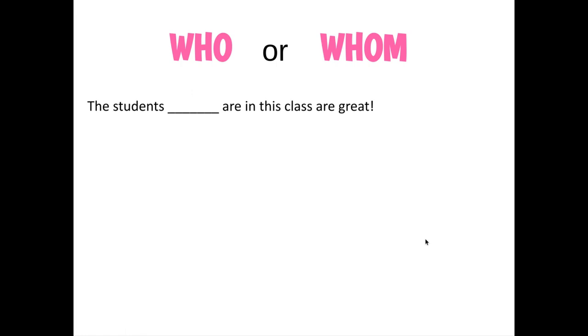Let's take a look at this one. The students who or whom are in this class are great. First of all, I need to pick out the adjective clause, and it is who or whom are in this class. I'm going to pull that down here. Who or whom are in this class? What's the main verb? It's a linking verb. Are. Is there already a subject for the verb are? Nope. Which one do you use as the subject of a clause? Who.